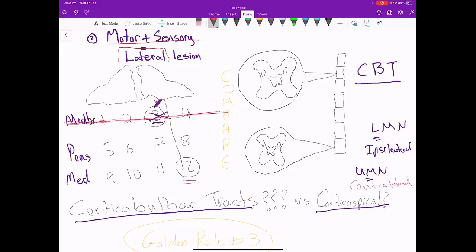Okay. And this is, let's say the lesion is left-sided. So I have a lesion in the left midbrain, let's say. What symptoms do I have? I have left eye down and out gaze, and I have ptosis, and I have mydriasis.